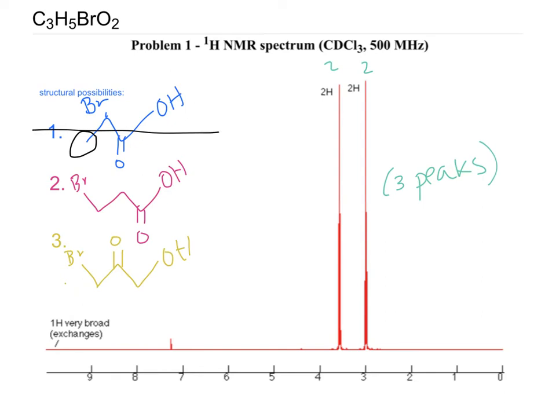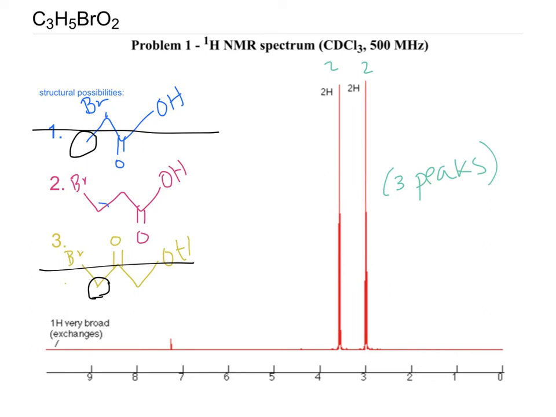Looking to consider choices 2 and 3, we can focus on the splitting. So if the third structure were in fact the right one, then this carbon right here would not have any splitting, as it does not have any neighboring hydrogens. So we should have seen just a single peak. However, that's not the case, as we see 2 signals that are split into 3 peaks each. So that's not it.